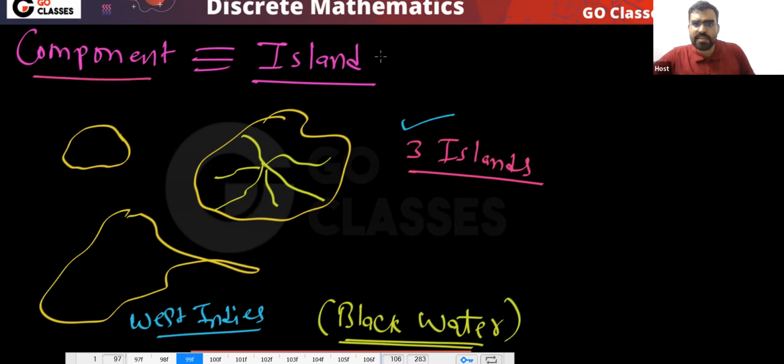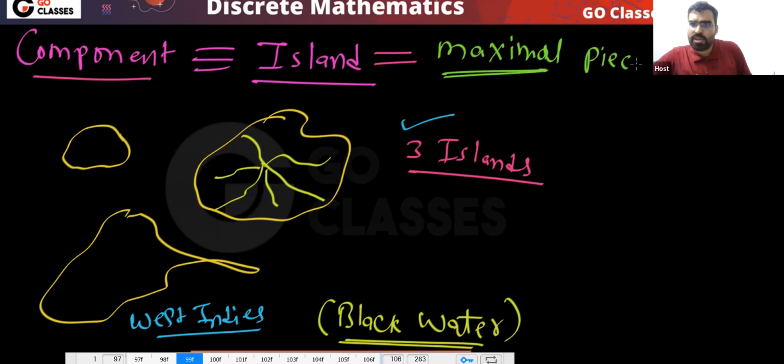So what is an island? Finally, what I want to say: an island is a maximal piece of land surrounded by water. This is important. A maximal piece of land surrounded by water. Something like this. Yes or no?